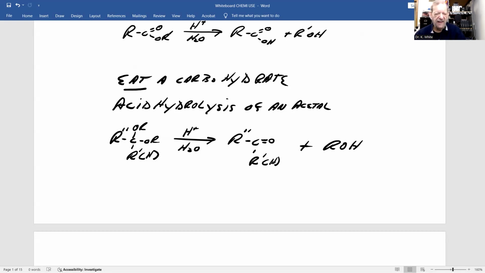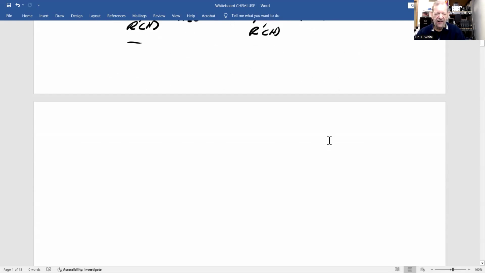So when you eat a carbohydrate, how do you describe with words in a general reaction? With words, that's acid hydrolysis of an acetal. The general reaction: acetal or ketal, acid and water, you get back the aldehyde or ketone, plus the alcohol you would have used to make that acetal or ketal. And now the final thing.